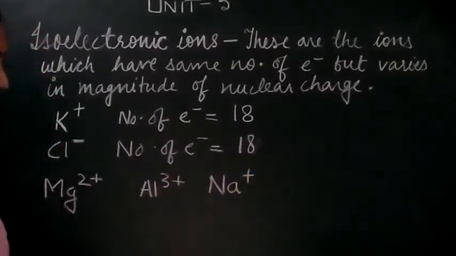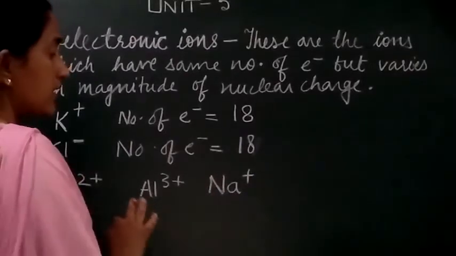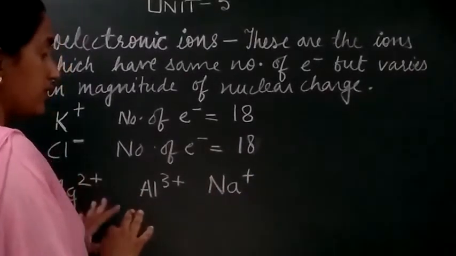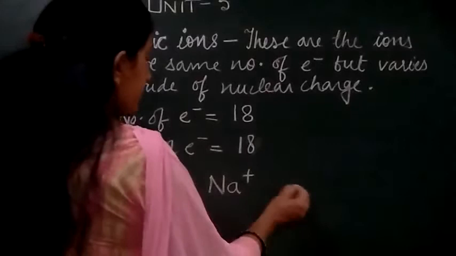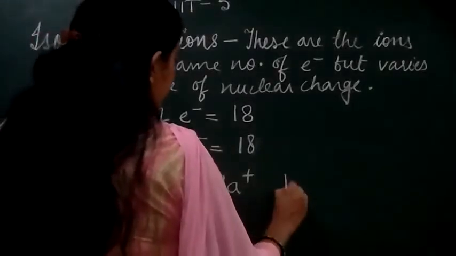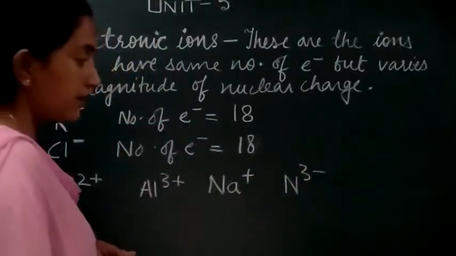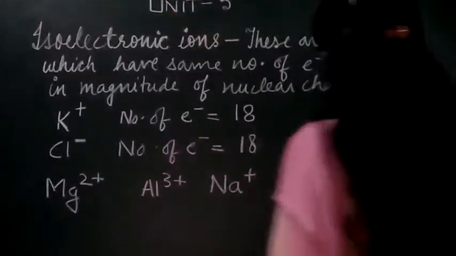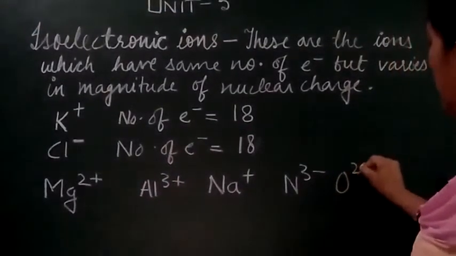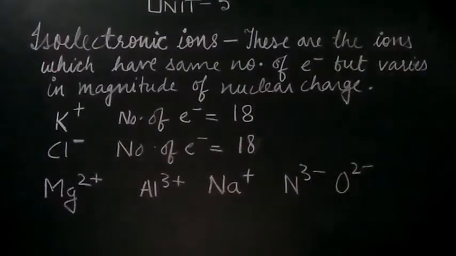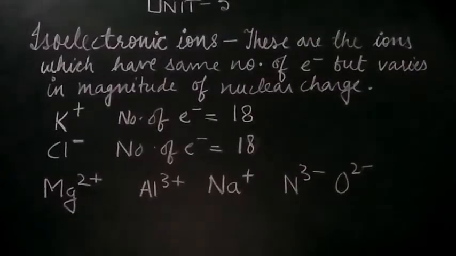Na plus ion. I'm purposely not arranging them in a regular sequence. And we have here N3 negative and O2 negative. So students, you have to arrange these ions in the increasing order of their size. Just try to do it.